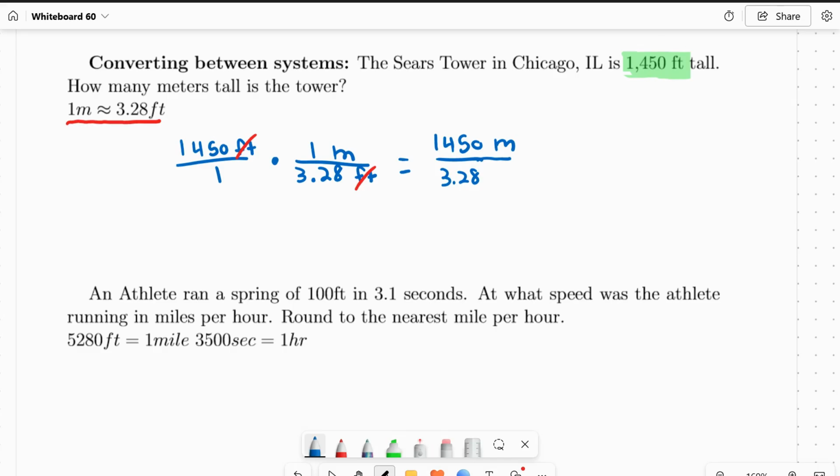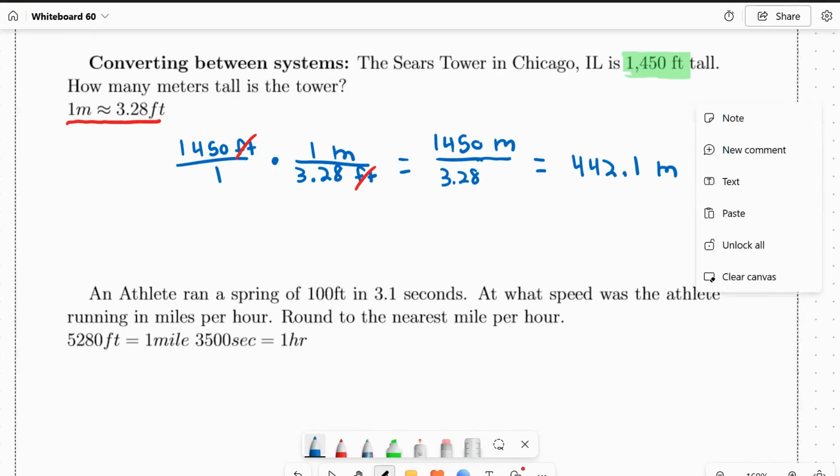Now, you can use a calculator to divide these out. 1,450 divided by 3.28 is going to give us an answer of 442 point, I'm going to round up here, 1 meters.